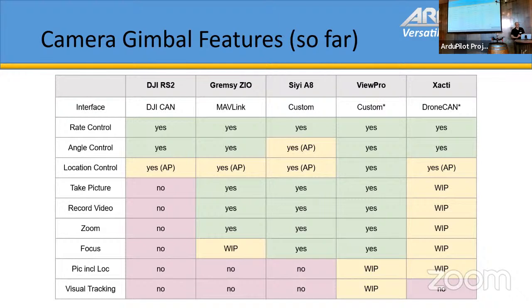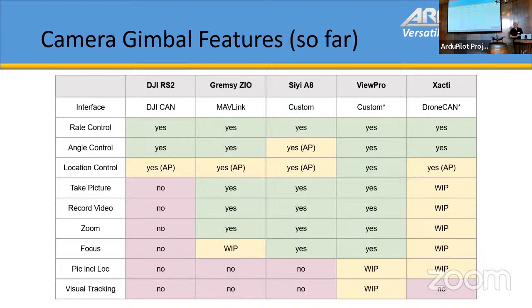So you can see in the case of the DJI RS2, we only have angle and rate control. It doesn't have a camera, so we can't take pictures or video or anything. We can, of course, do the location control. You can point at a particular latitude, longitude, but ArduPilot's doing all the hard work there.